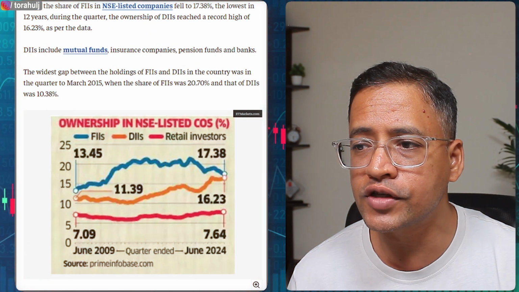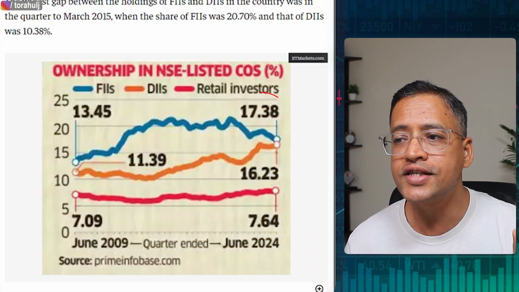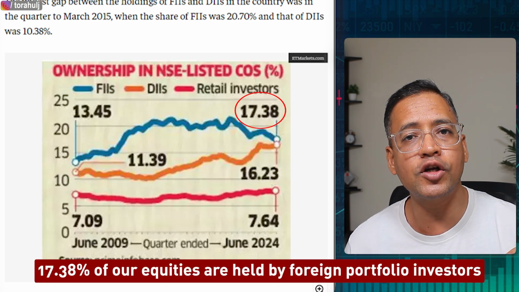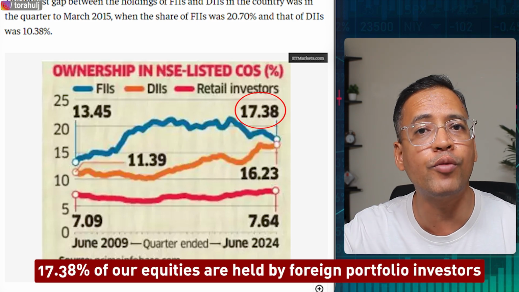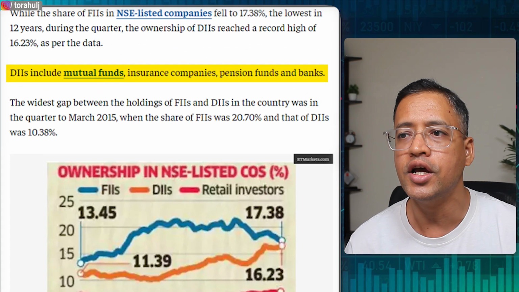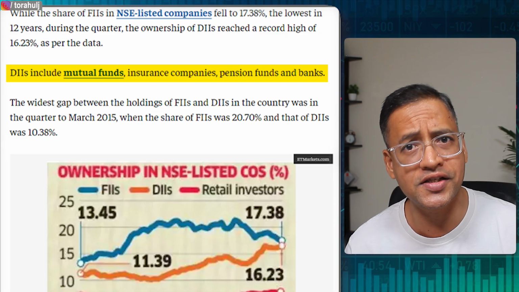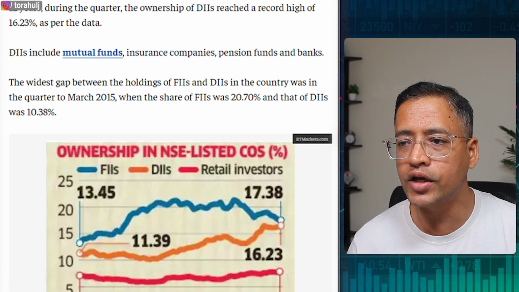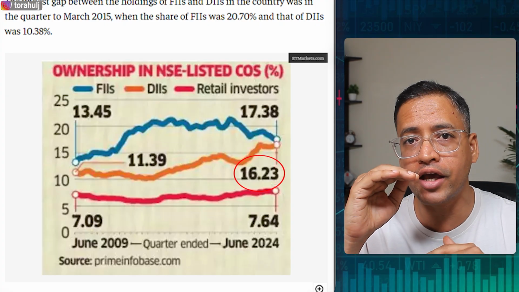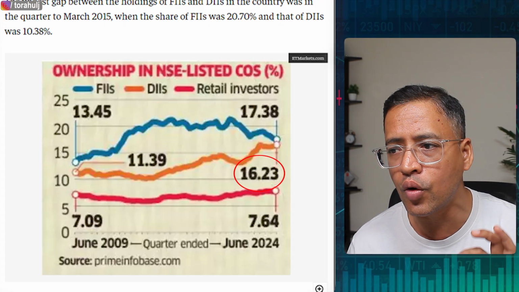If I show you some data, you will see that as of June 2024, 17.38%, the blue line that you see here, 17.38% of our equities are held by foreign portfolio investors. Although if you see the DIIs, which are, for example, mutual funds, insurance companies, pension funds, which are based in India, their ownership of Indian equities has been going up and has gone to 16.23%. So the difference between FPI holding and the DII holding is very, very low now. It has come down to almost the lowest gap in the last 10 to 15 years, but still we have a lot of FPIs.